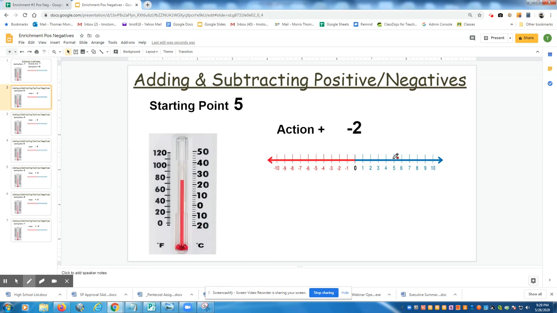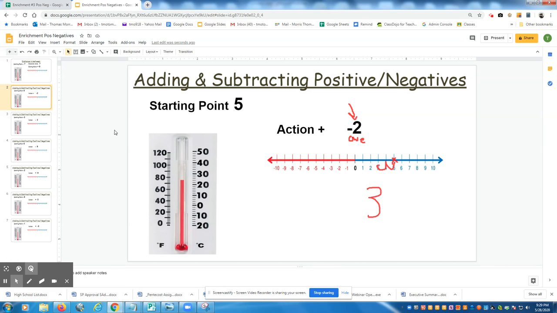Starting point is 5. What's happening now is you are adding a negative, so that means you're subtracting. You're going backwards 2. So 1, 2. The answer would be 3. Another way to look at it is 5 minus 2. You've been doing that for years, right? So don't get confused because it's saying plus a negative. Another way to think of that is you owe money to somebody or you lost money for something, a bet perhaps, and it's 5 minus that amount.